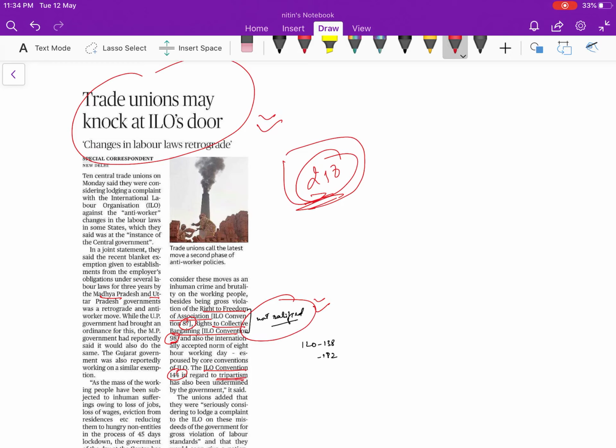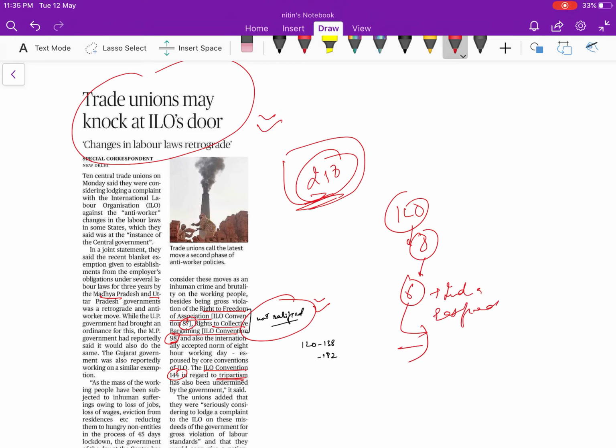So this is something you need to remember, you need to take care of. Then secondly, if you see ILO, there are 8 core fundamental conventions of ILO. Out of these 8, 6 have been ratified by India. All right. Now what are these 6 conventions?